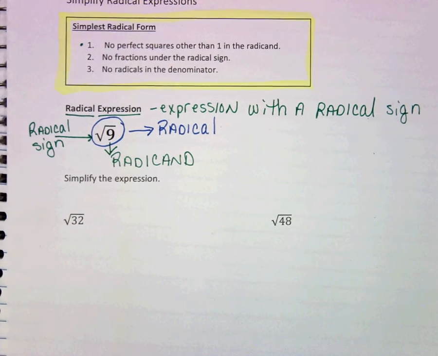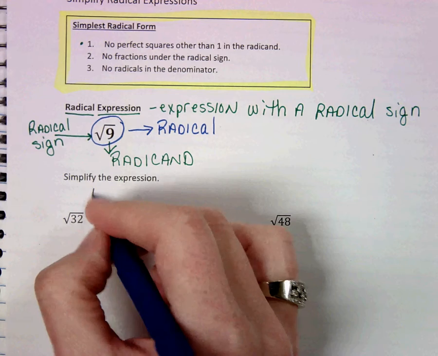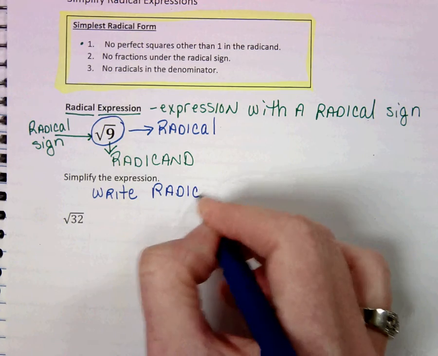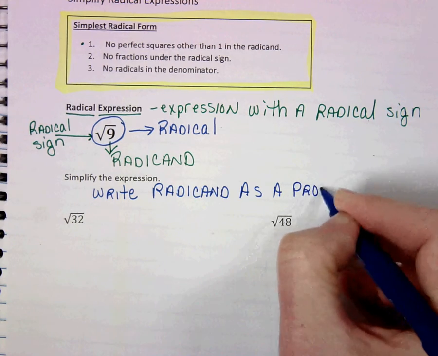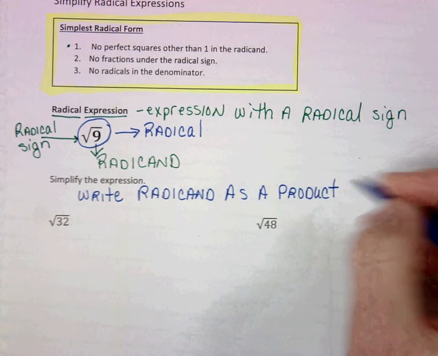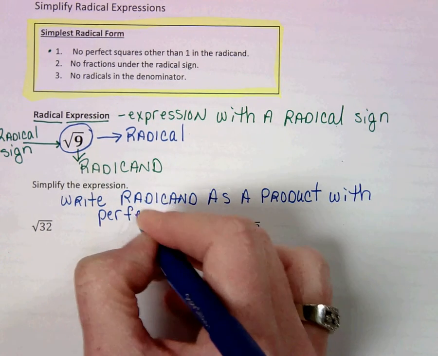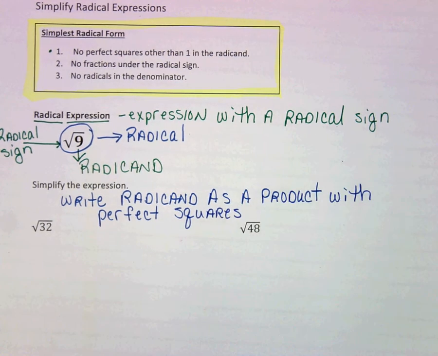So let's talk about how we're going to simplify this expression. We're going to simplify this expression by writing the radicand as a product with perfect squares. So as we look at our radicands, we need to think about what is a perfect square that I can multiply by something else to get that number.